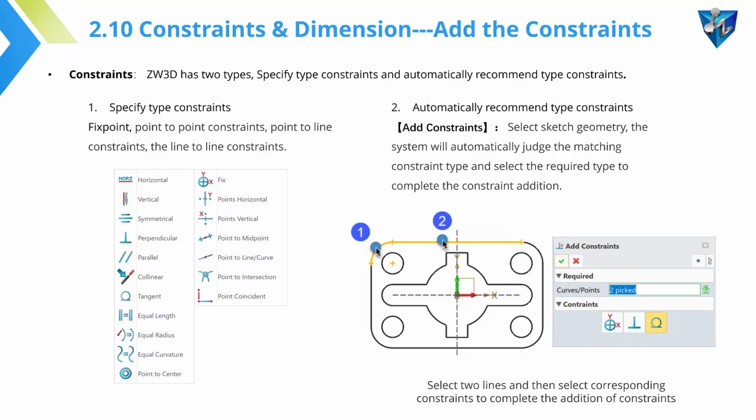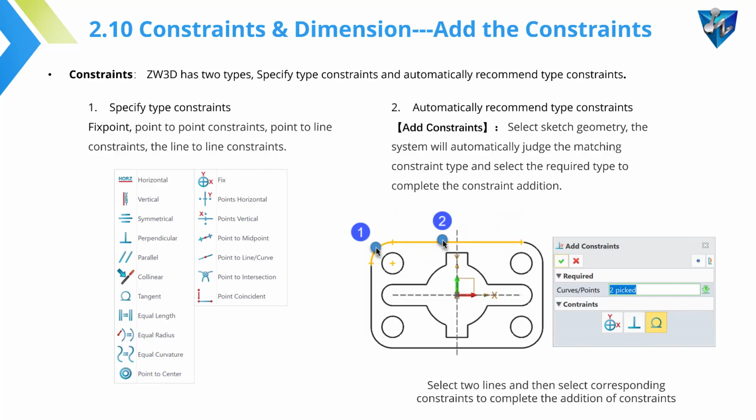Next I will introduce the constraint and dimension tools. In ZW3D, we have 2 types of constraint tools. The first one is the specified type constraint, and the second one is the automatically recommended type constraint. For the specified type constraint, we provide various kinds of constraint types, such as parallel, perpendicular, tangent, coincidence, and so on. For the automatic recommended type constraint, you can select the sketch geometry first, and the system will automatically judge the matching constraint type, and then you can find the required type to complete the constraint addition.